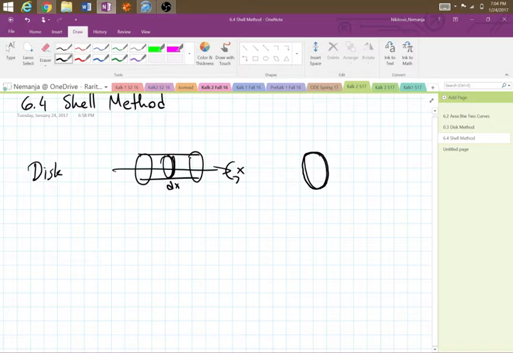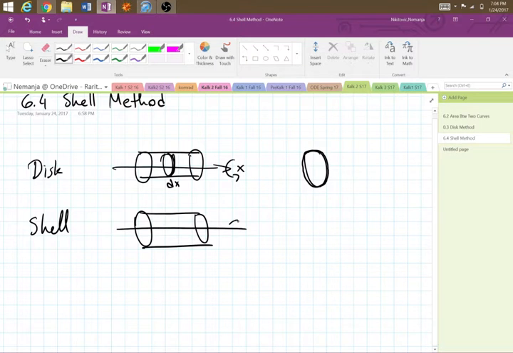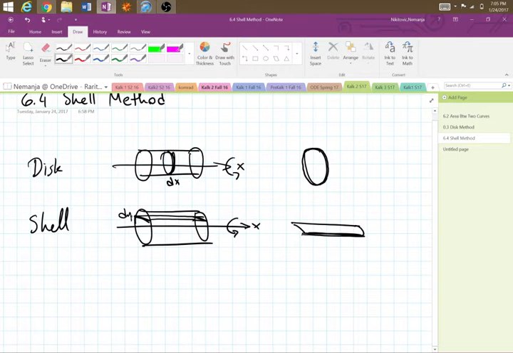Now, with the shell method, we're going to get little shells, because the same object, which is rotated on the x-axis, when I cut, I will cut this way, obtaining little shells. So a shell that will look like this, and will have some thickness. So you'll see that for this little thickness, we actually have dy.